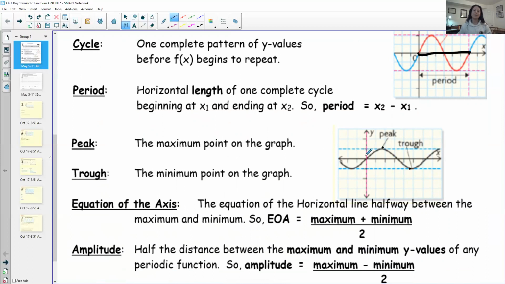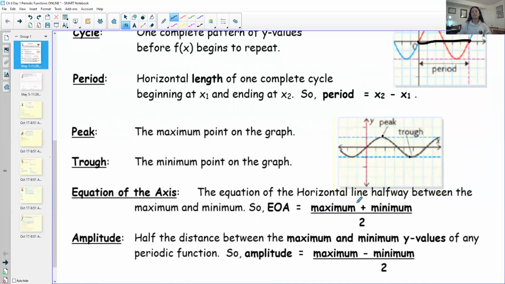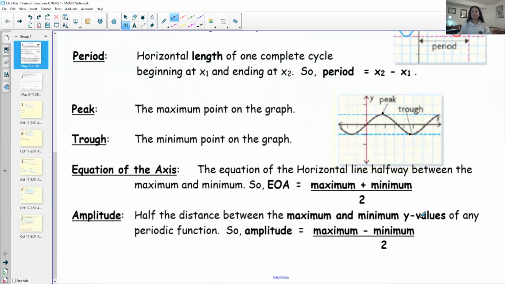In this example, it happens to be our x-axis, but you guys know that functions can move around your Cartesian plane. It's not always going to be the x-axis. So we need to have some kind of formula or way to figure out what that middle point is. So we basically need to take the average or the middle point of our peak and our trough. So take your maximum, add it to your minimum, and divide by 2, and you would get the line right in the middle, okay? So EOA stands for equation of the axis. Take the max and min, add them, divide by 2.